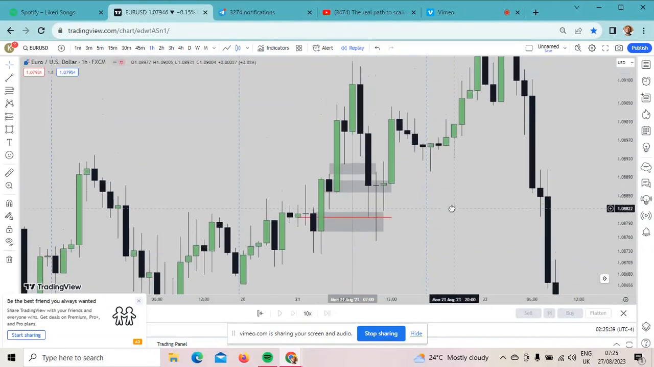So that's how you discard this order block, that it won't work. This one, this fair value gap, it won't work. You discard this one, it won't work. You know what work will be done.